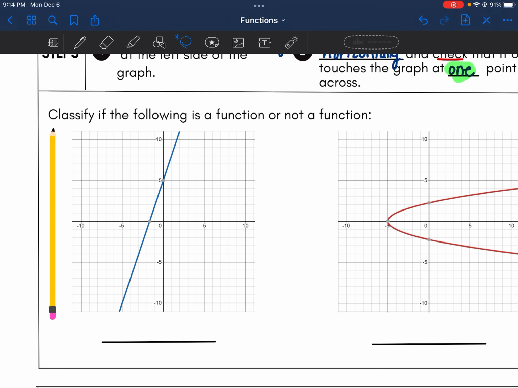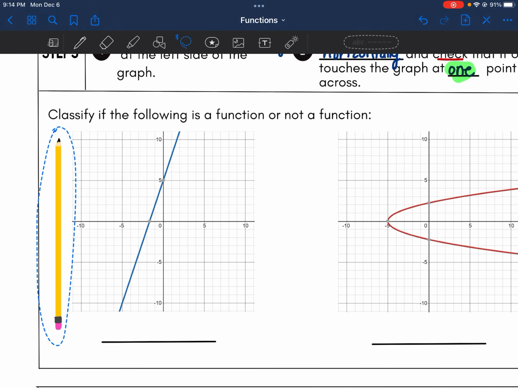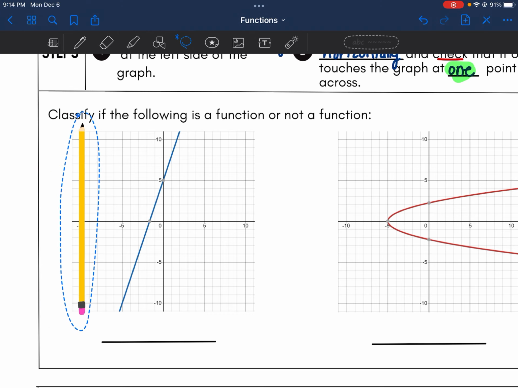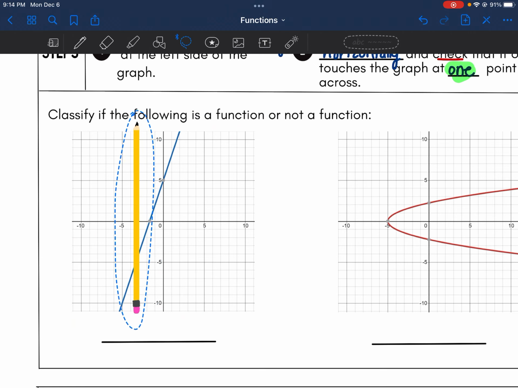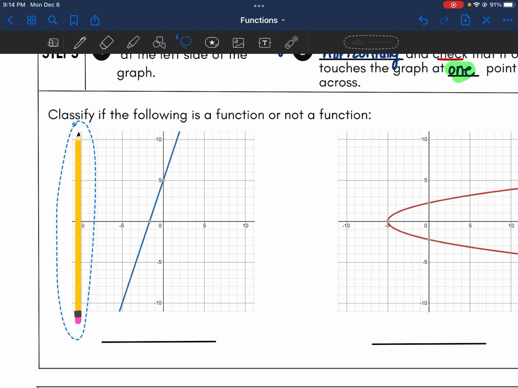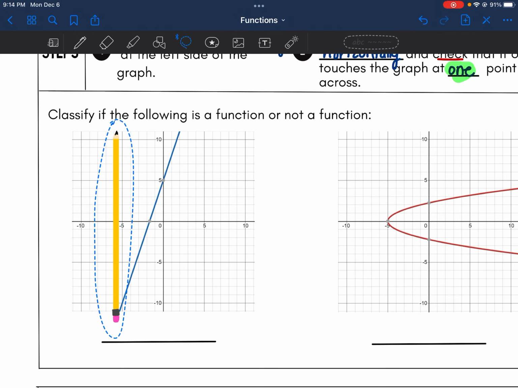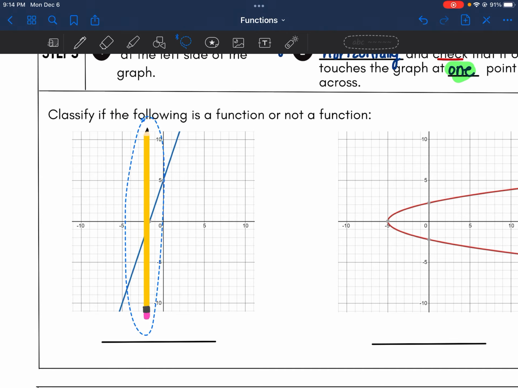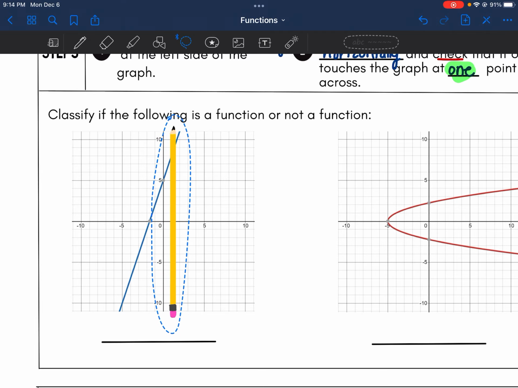Since I can't show you my actual pencil, I drew one right here. So step 1, I'm going to place it vertically. This is vertical because it's going up and down at the left side of my graph. So right here. And I'm going to move it across horizontally, from the left side to the right side. And I'm going to check that my pencil only touches the graph at 1 point the whole time. So right here, it's only touching at 1 point, 1 point, 1 point, all the way across.